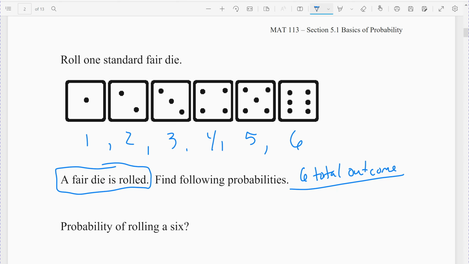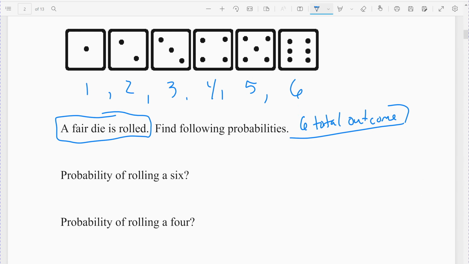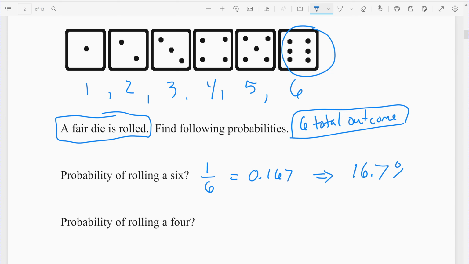So again, there are 6 possibilities when you roll a dice, so the total outcomes is 6. What's the probability of rolling a 6? Well, 6 is that last outcome here, right? The probability of rolling a 6, well, there's just 1 out of 6 chances. If you did that as a decimal, I'm going to round to 3 decimal places, 0.167, or as a percent, 16.7% chance of rolling a 6 with a fair dice.